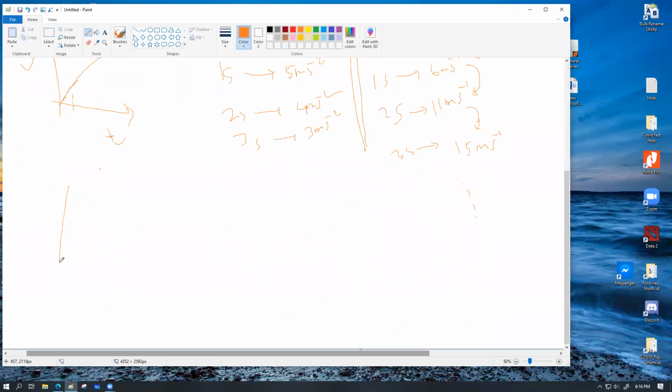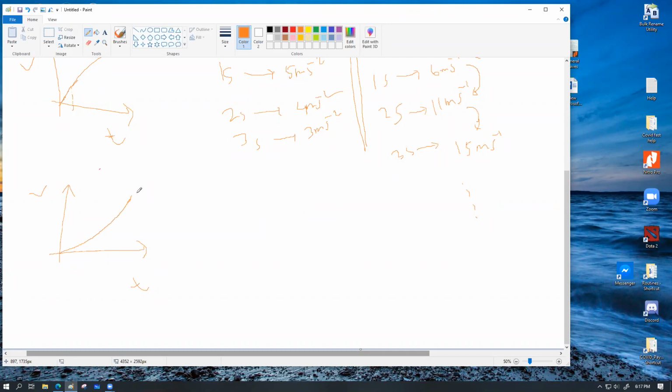So what if we had a graph that looks like this? Let's say an object had a VT graph that looked like this. How do you describe this graph? Acceleration is increasing. Increasing acceleration, as well as velocity. Yes, velocity is definitely increasing.